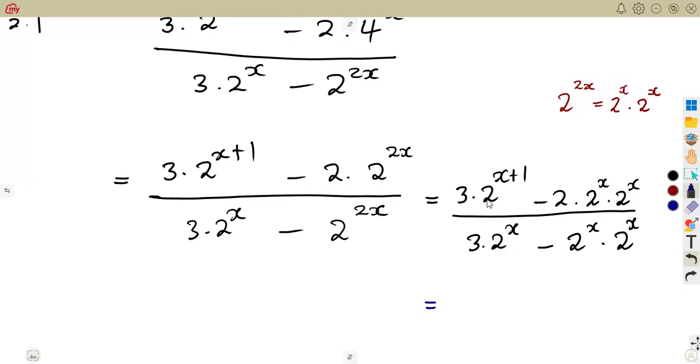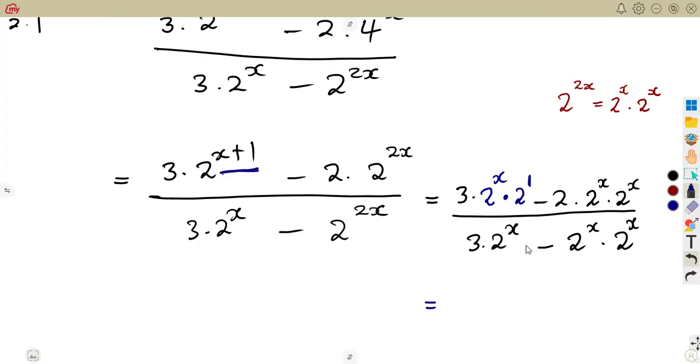We can factorize. Remember, 2 to the exponent of x plus 1 means there's another 2. So let me separate here so that we can understand each other, because there's another 2 that we have here. This was supposed to be written as 2 to the exponent of x times 2 to the exponent of 1. Take note there.